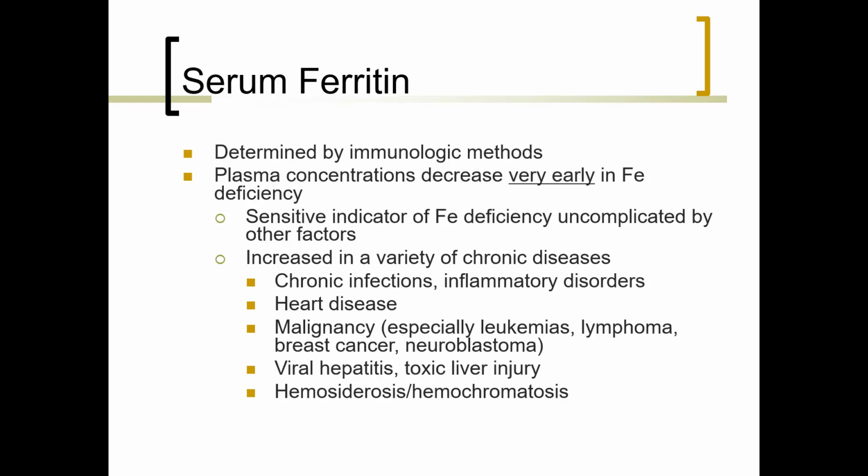Serum ferritin is determined by immunologic methods. Plasma concentrations decrease very early in iron deficiency, and it's a sensitive indicator of iron deficiency, uncomplicated by other factors. It's increased in a variety of chronic diseases, chronic infections, inflammatory disorders, heart disease, malignancy, especially leukemias, lymphoma, breast cancer, and neuroblastoma, viral hepatitis, toxic liver injury, hemosiderosis, or hemochromatosis.